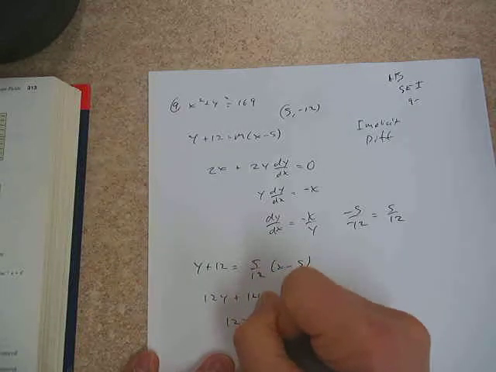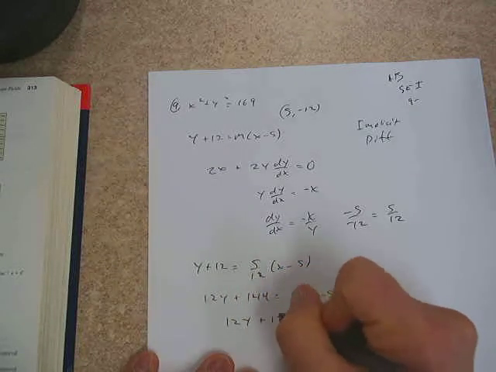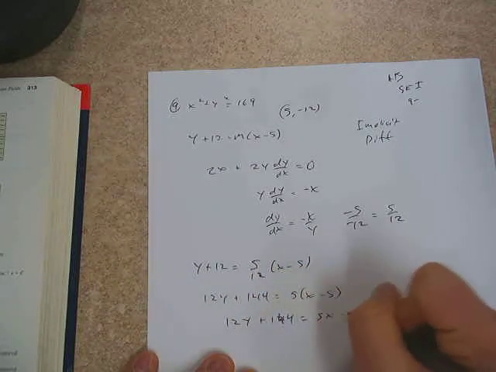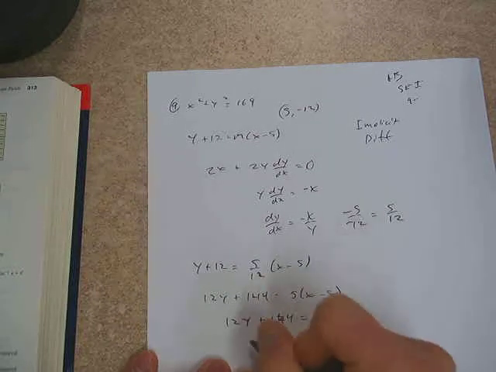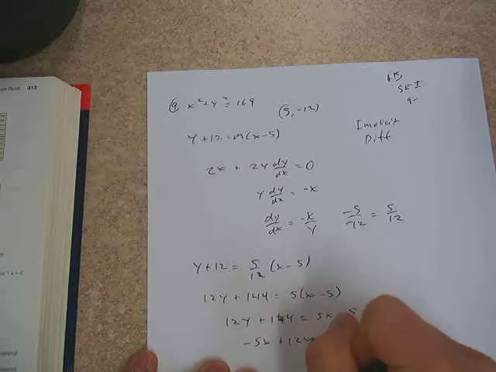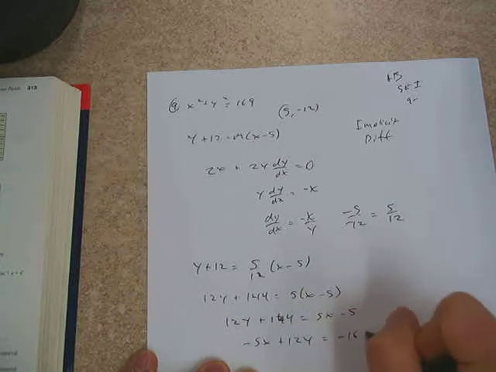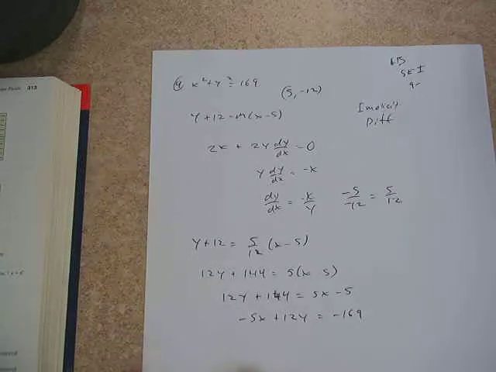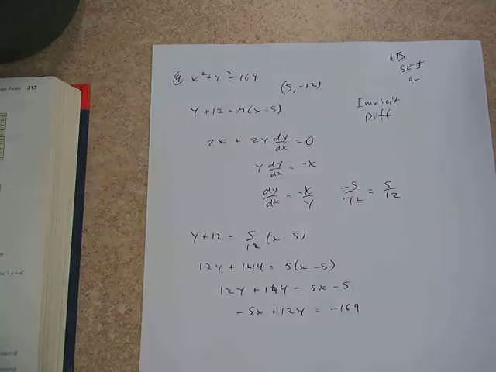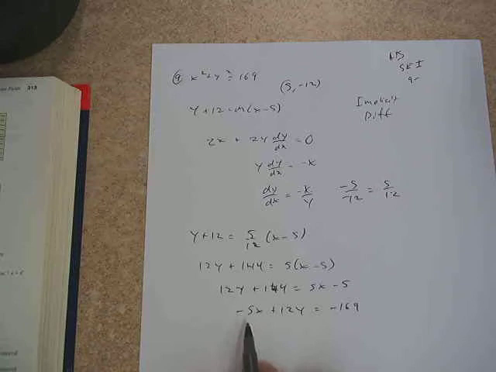And then from there, once we clear that fraction out of there, we can distribute here. And if we get everything on the same side, we'd have negative 5x plus 12y over here, and we'd have negative 169 here. And now looking at that, is that an option? No. Okay. So how can we get it to be an option?